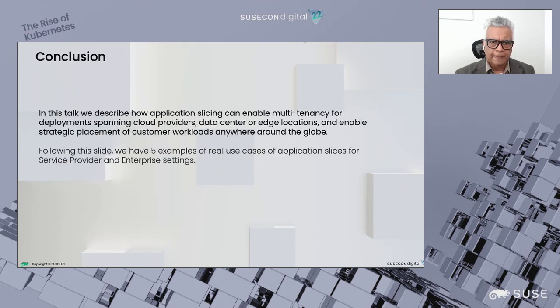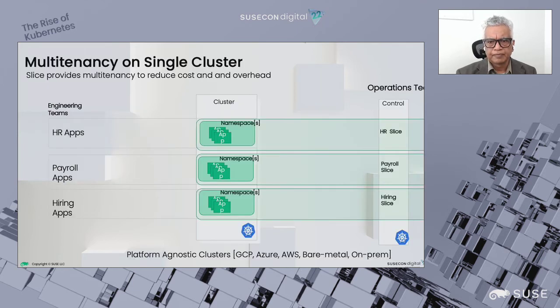So in conclusion, we have shown how application slicing can enable multi-tenancy for deploying deployments that span cloud providers, data centers, or edge locations, and enable the strategic placement of workloads anywhere around the world. We're going to look at a few actual examples that we have dealt with.